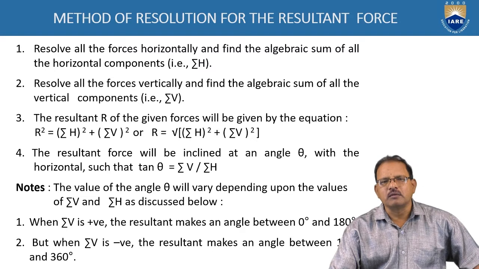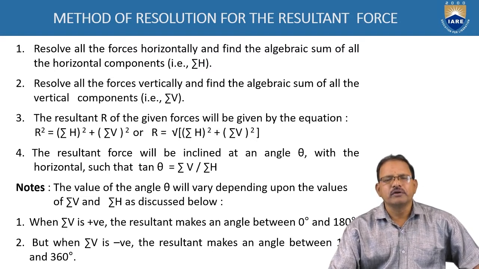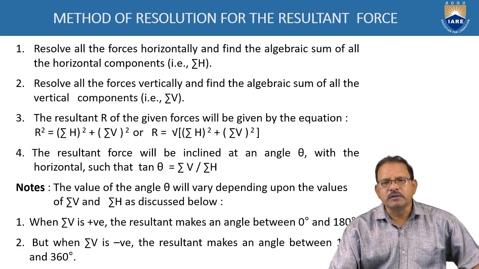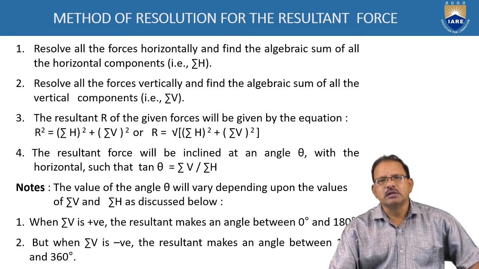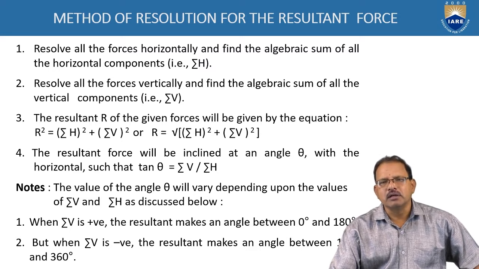Since they are rectangular components, the resultant is given by R squared equals sigma H squared plus sigma V squared, or R equals the square root of (sigma H) whole squared plus (sigma V) whole squared. Since force is a vector quantity, it should be represented in both magnitude and direction. Hence, the direction of the force with the horizontal is given by theta equals tan inverse of sigma V divided by sigma H.